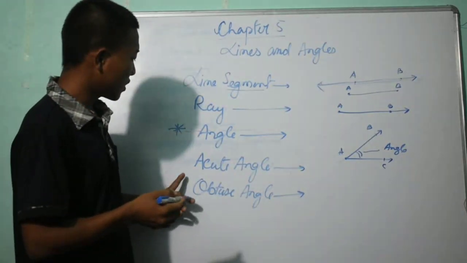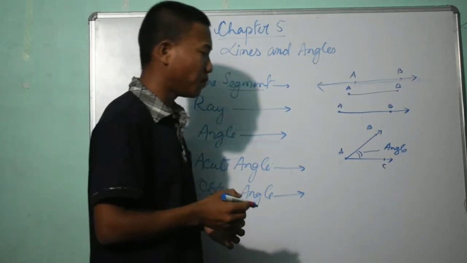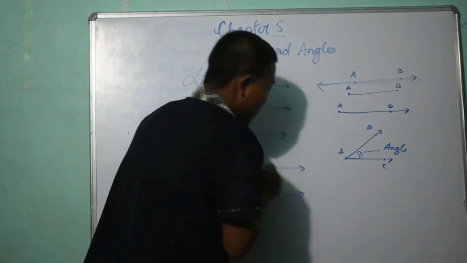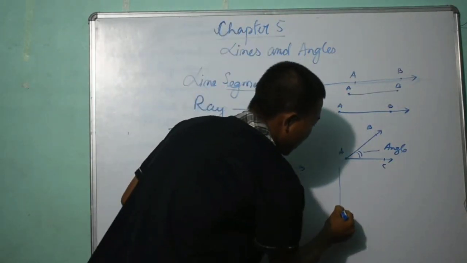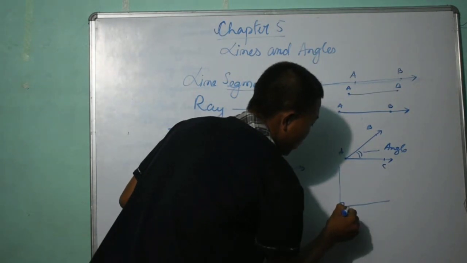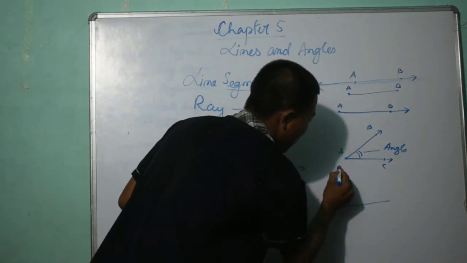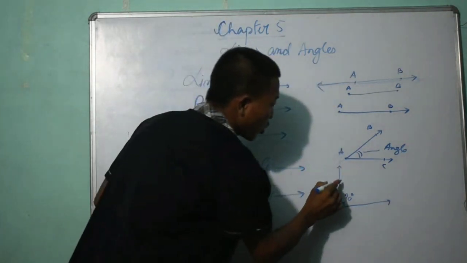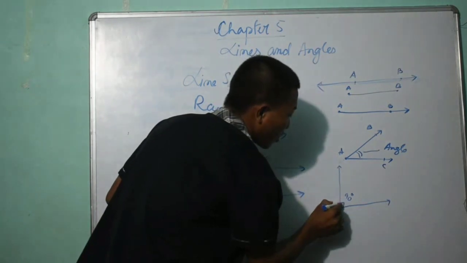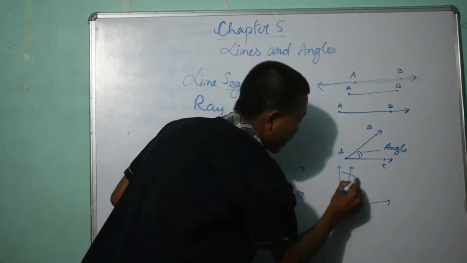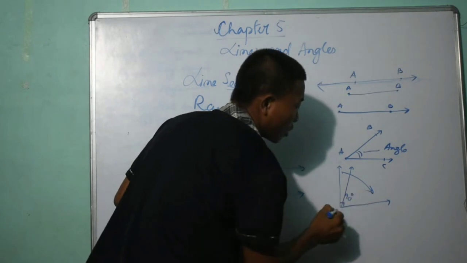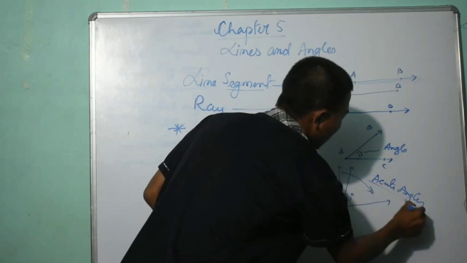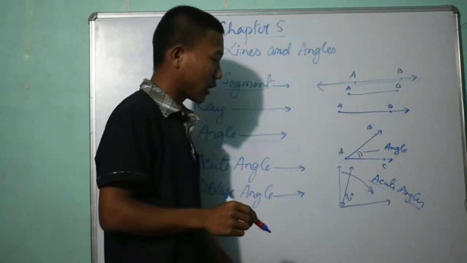Okay, now let us try to understand what an acute angle is. An acute angle is an angle which is less than 90 degrees. The right angle, as we know, is 90 degree, like this. The measure will be 90 degree. So any angles which are less than 90 degree will be called acute angles.